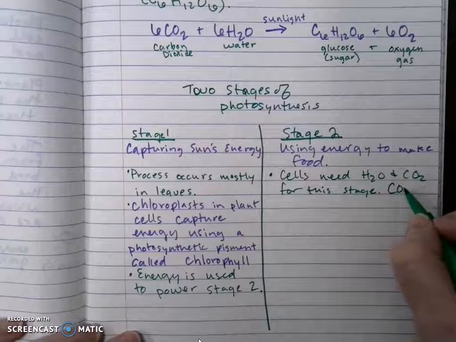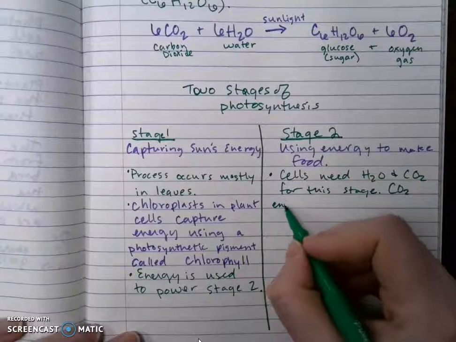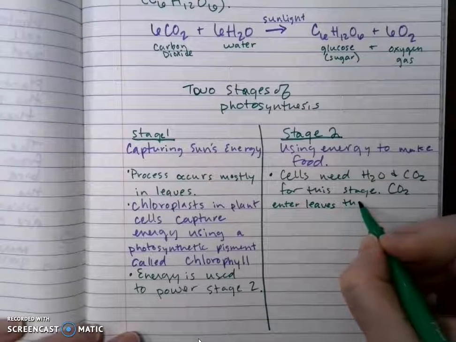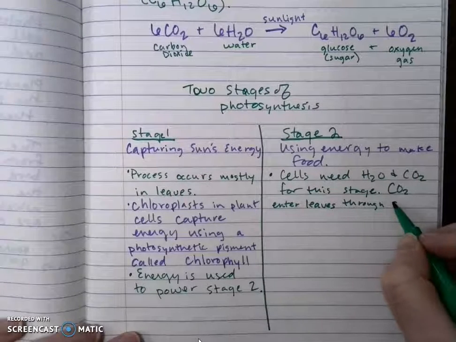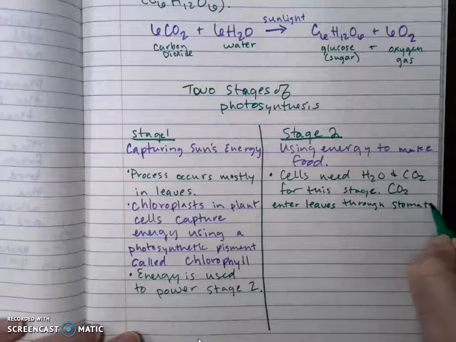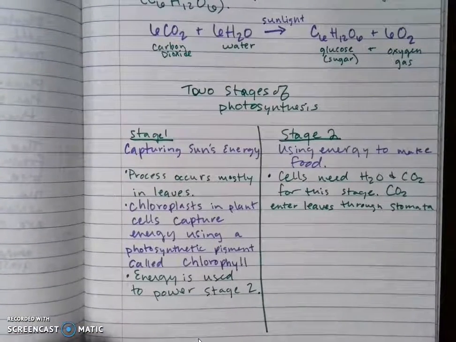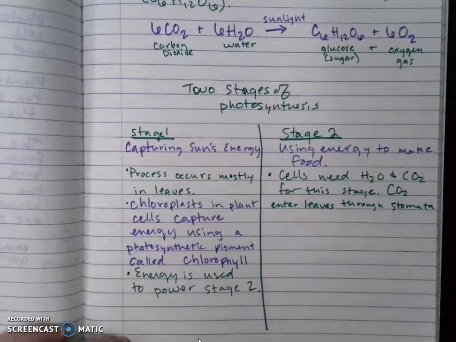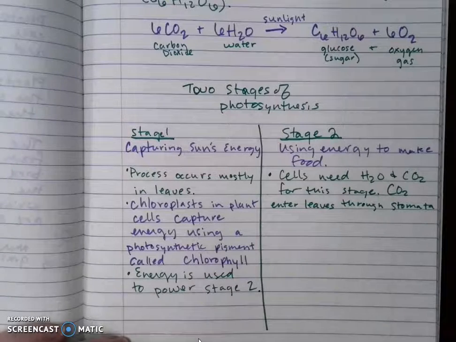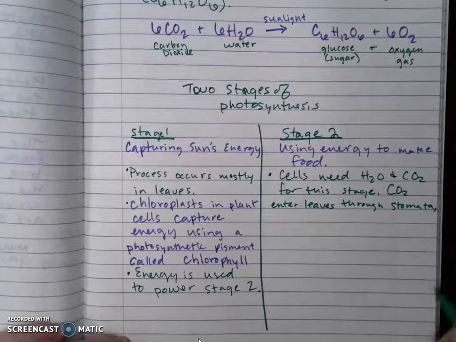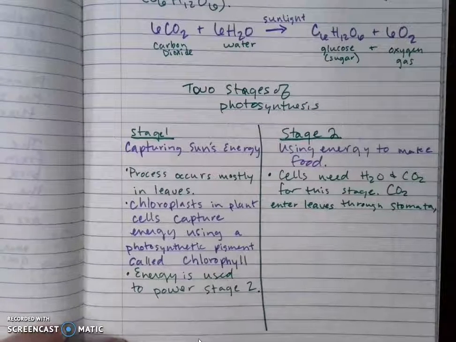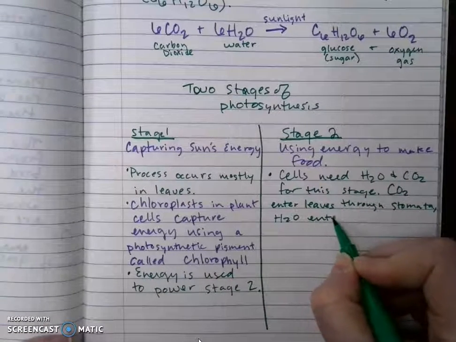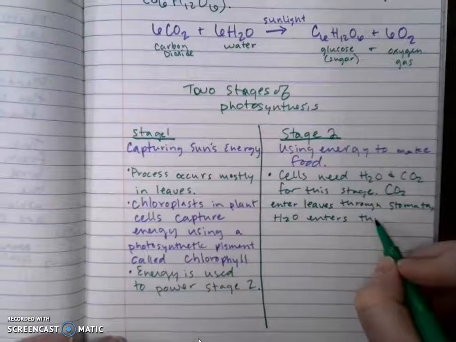Okay, the CO2 enters leaves through something called the stomata. Okay, don't freak out. We're going to go into more detail about what the stomata are. Okay, they are openings in the leaf that allow those gases to go in and out. They let the carbon dioxide in and the oxygen out. Okay, we're going to talk more about that. Don't worry. Water enters through the roots.